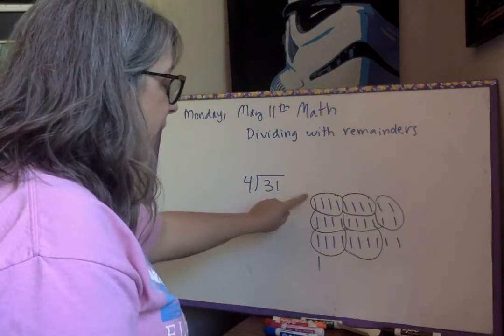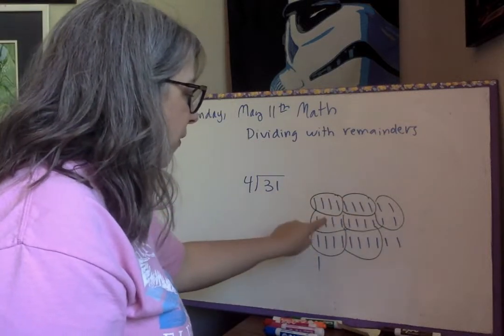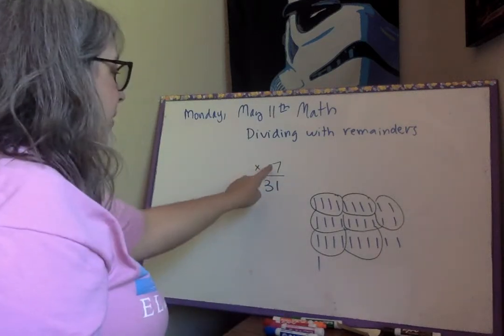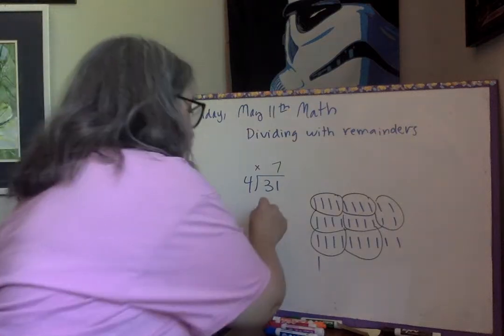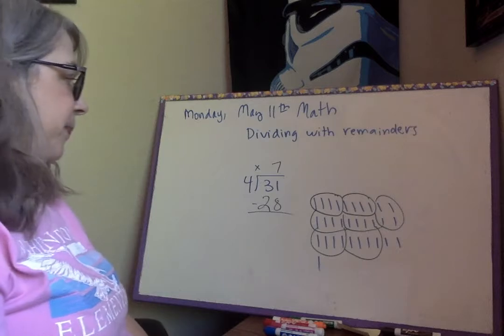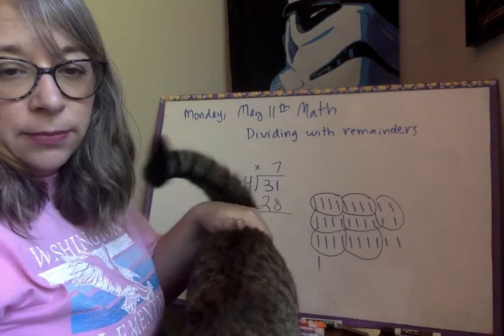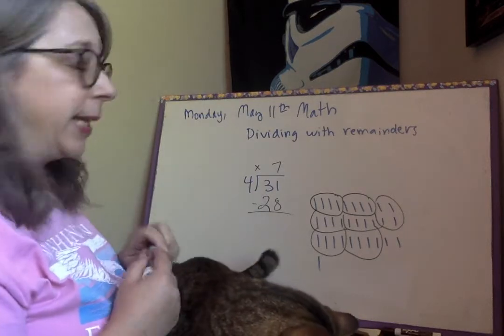So how many times can we divide 4 into 31? 1, 2, 3, 4, 5, 6, 7. So 7 times 4 is 28. All right, now we're going to subtract 31 minus 28.